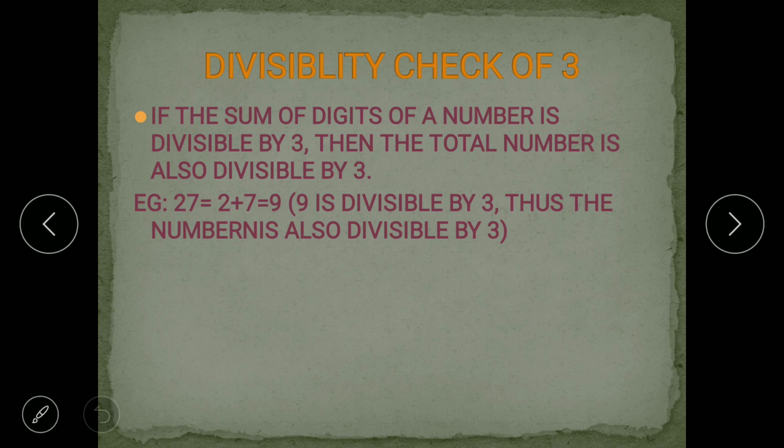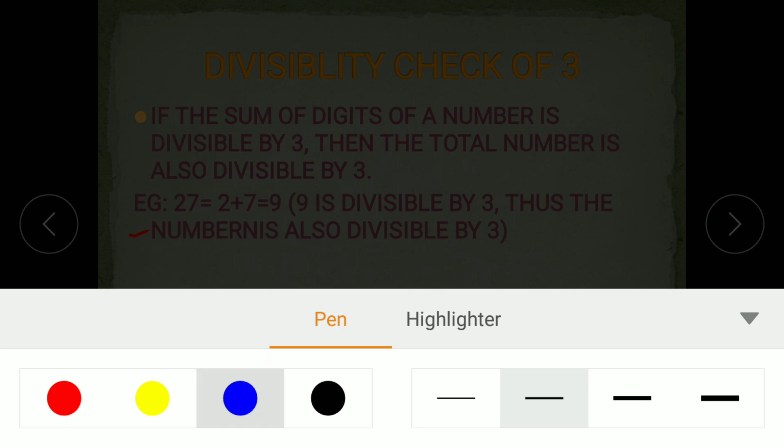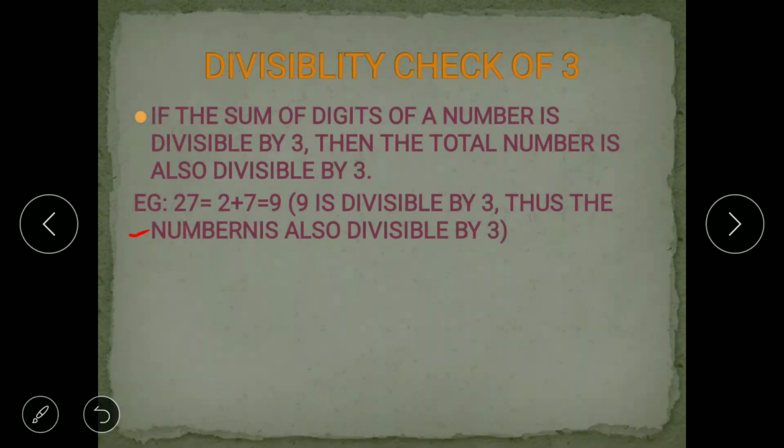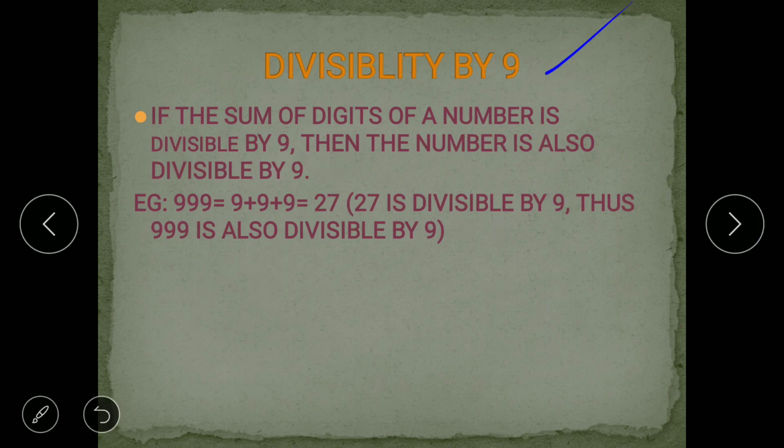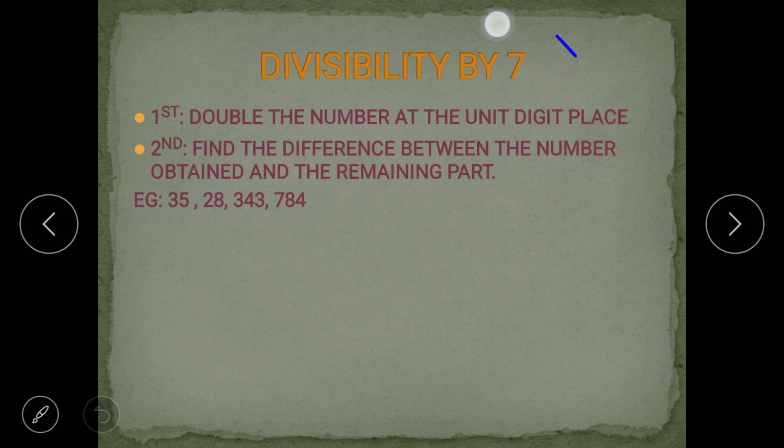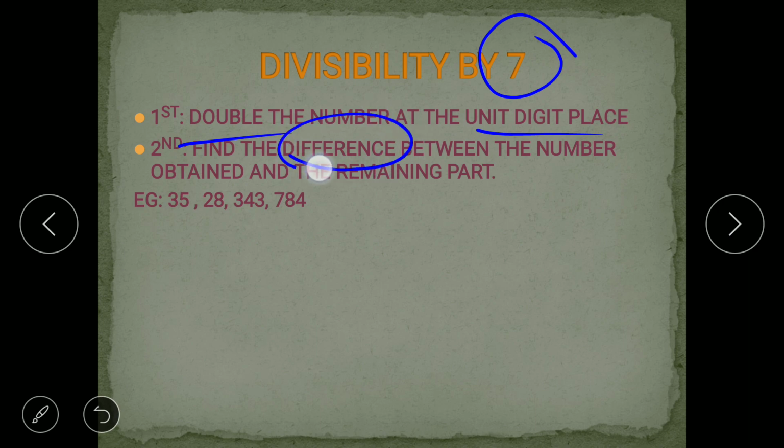Next, divisibility check of 3. You can do this in two ways. First way, you can sum up the digits and then check its divisibility, or you can cancel out the nines, or any sums that will give you 9, you can cancel them out. Similarly in case of 9 as well. Divisibility of 7 says: double the unit digit place number you get, and find the difference between that number and the remaining part of the number.